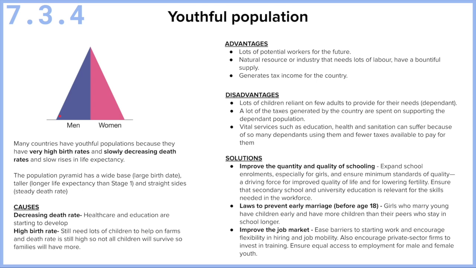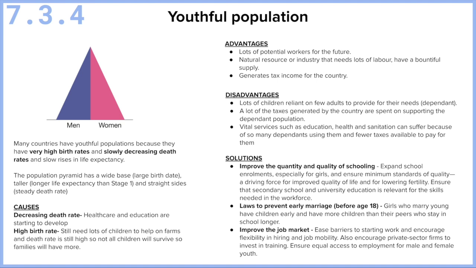Many countries have a youthful population because they have a higher birth rate, and that death rate is starting to slowly decrease. We're at an area probably between stage 2 and stage 3 where the death rate has really started to drop. The population has a wide base representing that birth rate increase, and it's taller, so the life expectancy is starting to increase, but it's also got those straight sides representing that steady death rate, as I've just mentioned.